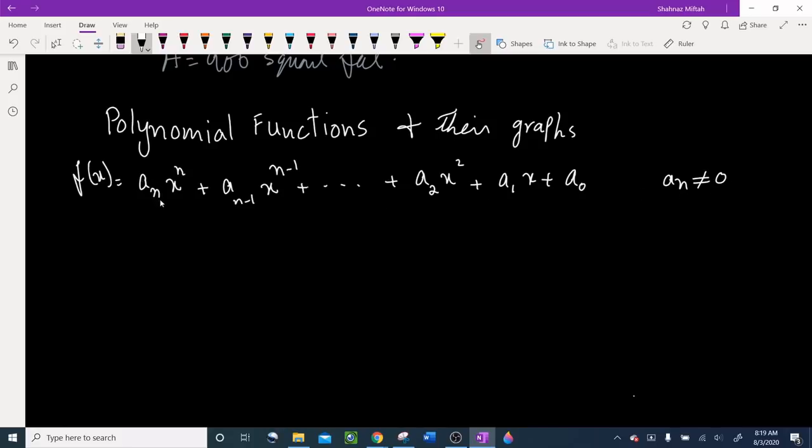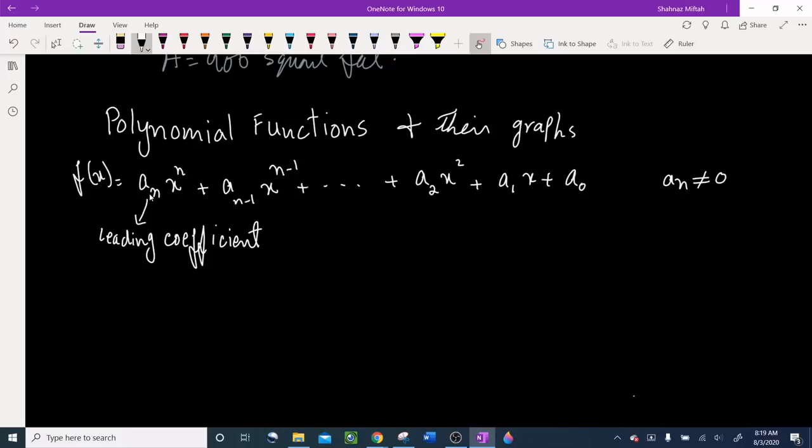An is a coefficient in the front, so this is called polynomial function of degree n. The number an, like I said, is a coefficient of the variable to the highest power. It's called a leading coefficient. So this is my leading coefficient, and this is not supposed to be 0.